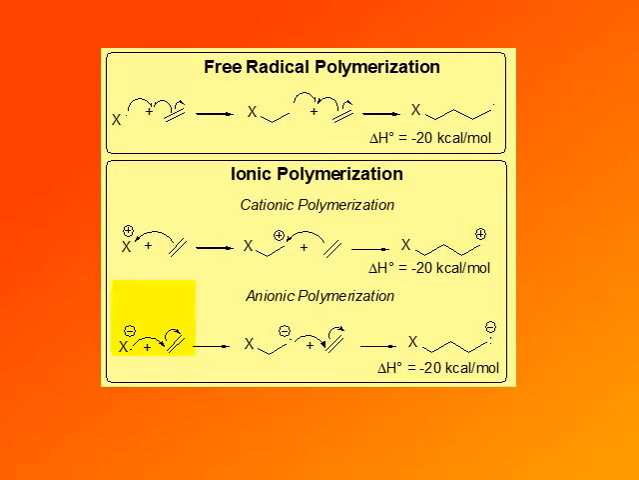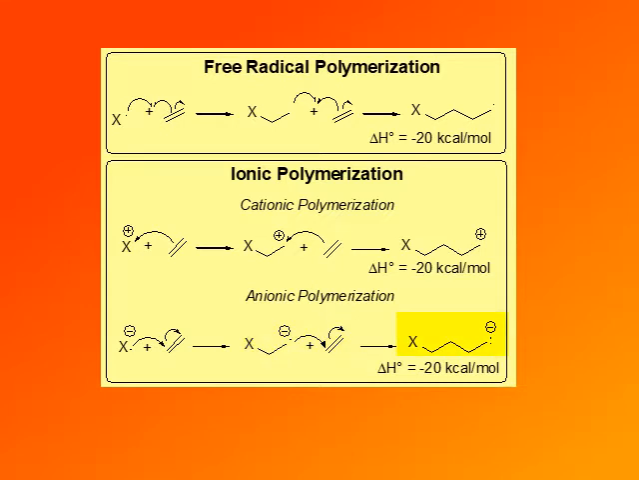Related type of polymerization is anionic polymerization. In this case, we add some very strong nucleophile, like let's say butyl lithium or methyl lithium, some nucleophile that will add to carbon-carbon double bond. That addition results in formation of new carbanion, and then that carbanion adds to another molecule of alkene, and chain propagates that way. So it's analogous to cationic polymerization.